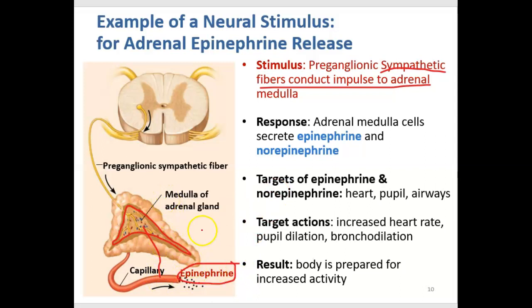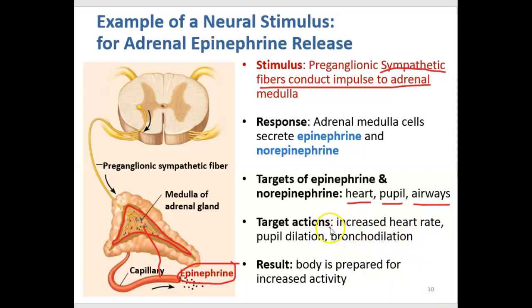I know we're kind of used to thinking of epinephrine as a neurotransmitter, but it can also be a hormone when it is secreted by an endocrine gland into the bloodstream. So the targets of epinephrine will be the heart, the pupil, and airways, and many other things. Anything the sympathetic nervous system affects, usually epinephrine does as well.